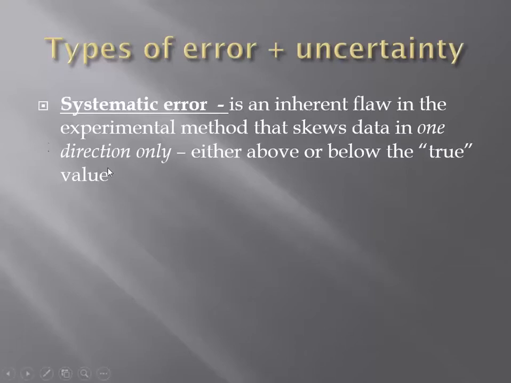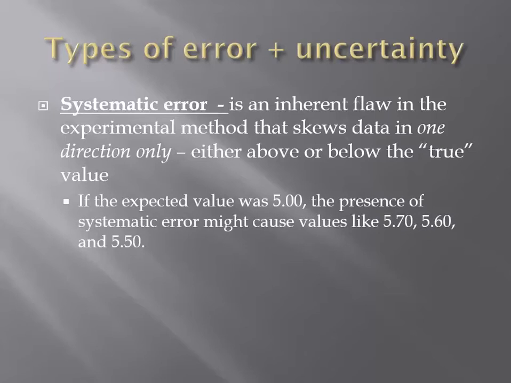This is very important. Whereas random error skews us in both directions, systematic error is going to skew us in one direction. And it might be above the true value, it might be below the true value. For instance, again, this mythical correct value we're talking about, true value of 5.00. Say we're doing an experiment, we do 3 trials. We get 5.70, 5.60, 5.50.